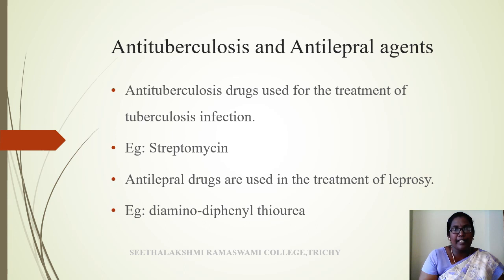And the next one is anti-tuberculosis and anti-leprosy agents. Anti-tuberculosis drugs are used in the treatment of tuberculosis infection. Mostly tuberculosis infection is caused by a type of bacteria. So we can employ the anti-tuberculosis drug to defeat that bacteria, and a person can overcome that illness. An example of an anti-tuberculosis drug is streptomycin. Next one is the anti-leprosy drugs. Anti-leprosy drugs are used in the treatment of leprosy.